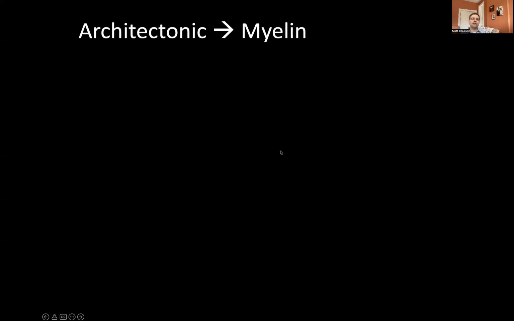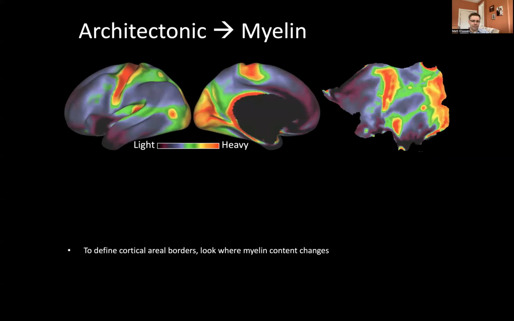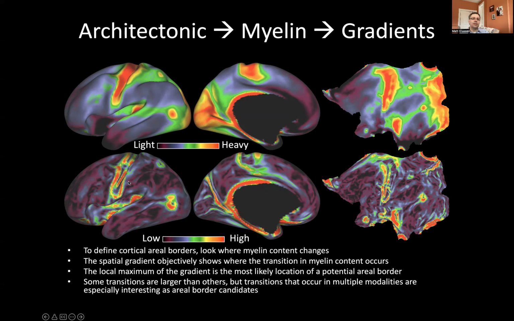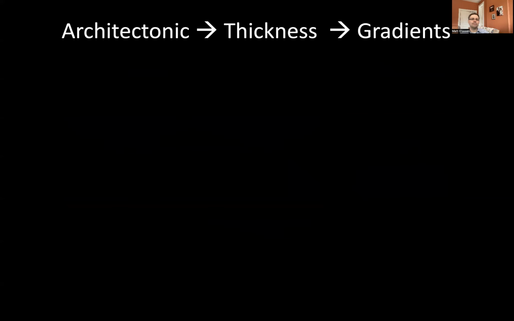So how does this work in individual modalities? Well, we consider myelin maps again. And now we're going to focus on where the myelin content changes. So the myelin gradient here, the reds, yellows, oranges, and greens, are showing where the myelin content is changing rapidly. And the local maxima of gradient is the most likely location of a potential areal border. And some of these transitions are larger than others, but it's those transitions that occur in multiple modalities that are going to be most interesting as areal border candidates.